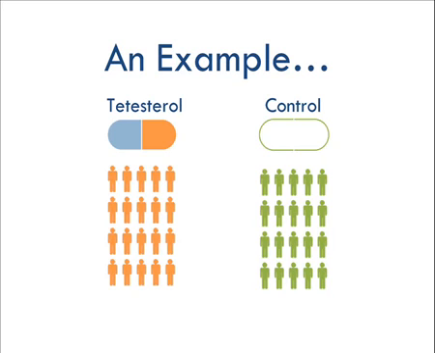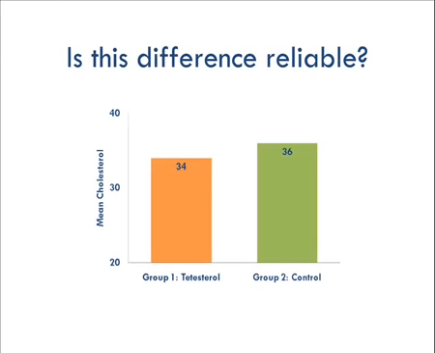They find that the control group, which didn't receive the drug, now has a mean cholesterol score of 36. The treatment group, which did receive the drug, now has a mean cholesterol score of 34. Descriptively, these two means are different. But does the drug actually work, or was this just chance? Would a similar result happen again with a new sample? That's why we need inferential and not just descriptive stats.